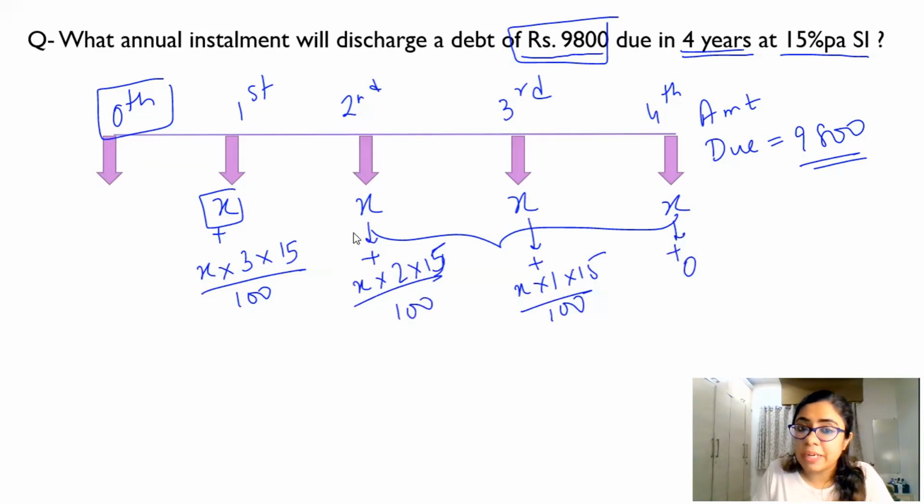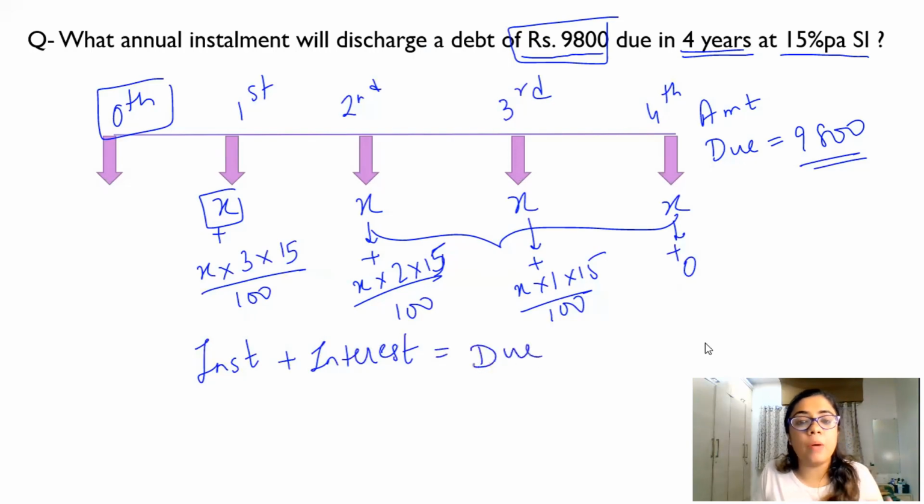So this total money, like I told you in the equation, my total installment plus my total interest generated is equal to my amount due. So my total installment is how much? It is x plus x plus x plus x, so it is 4x, plus my total interest.